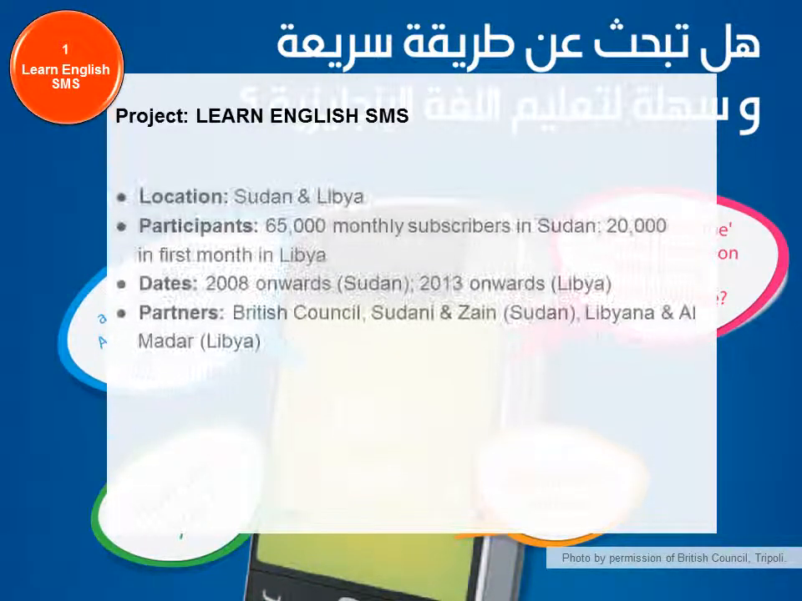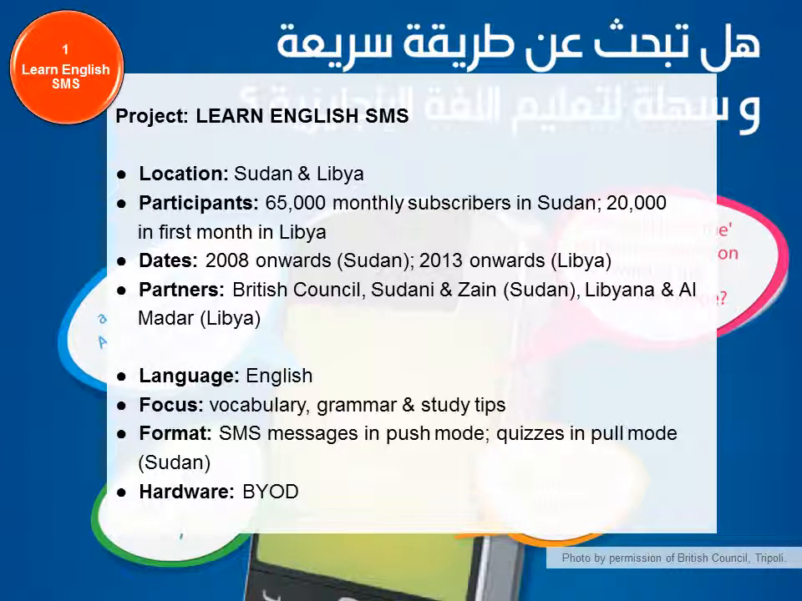This is a British Council project which has been running since 2008 in Sudan and since 2013 in Libya. In Sudan, there are around 65,000 monthly subscribers, and in the very first month in Libya, there were already 20,000. It's a partnership between the British Council and local mobile network operators in Sudan and Libya. The focus is English, specifically vocabulary, grammar, and study tips.